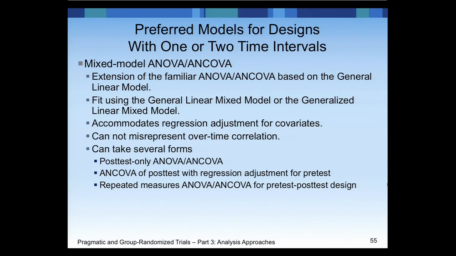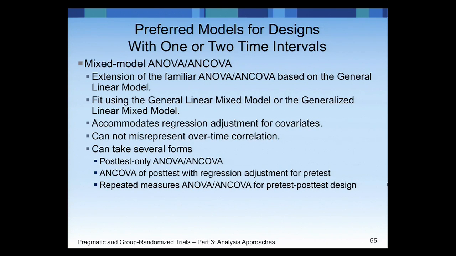These models accommodate regression adjustment for covariance, which is very important in group randomized trials and individually randomized group treatment trials. There is only one correlation possible in the data, at least over time, because at most we have a pre-test, post-test design, so one interval between observations. So we can't misrepresent the overtime correlation with these models. Using the mixed model ANOVA-ANCOVA can take several forms.